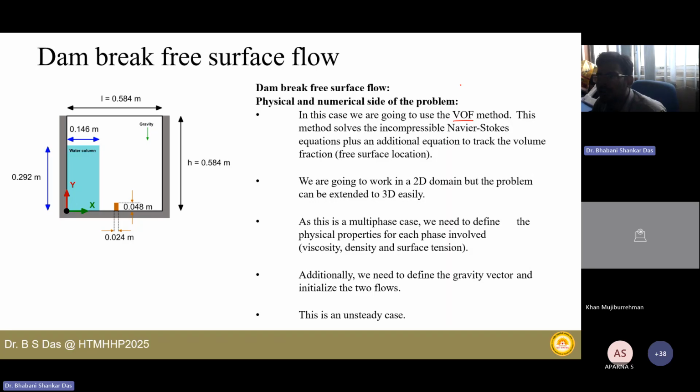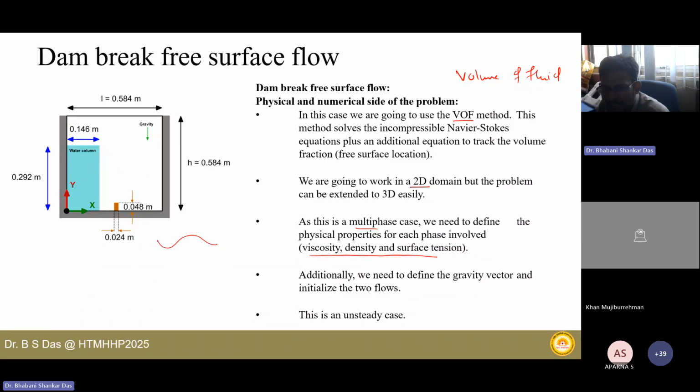In the volume of fluid approach, we'll see how much volume is occupied by the fluid, whether it is air or water. Then this is a 2D explanation, two-dimensional, with u and v component of velocity or u and w component of velocity. It can be extended to both directions. And here it is multi-phase, because we are considering a two-phase system, and we need to consider the viscosity, density, and surface tension.